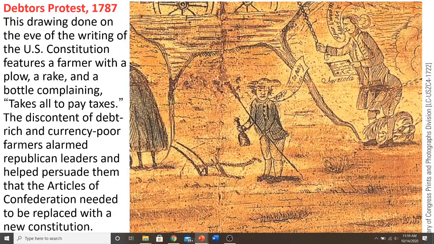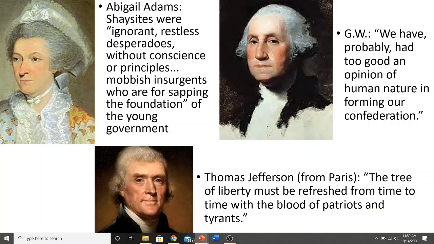So what this causes is many people to look back at this event, especially our leaders in that day. You have Abigail Adams calling the Shayites ignorant, restless desperados without conscience or principles, mobbish insurgents who are for sapping the foundation of the young government. George Washington himself said, "We probably had too good opinion of human nature in forming our confederation." So both of them look at this and say, we gave a lot of power to the people, and unfortunately, we are now beholden to the mob. If they want to throw a fit, we can do nothing to stop them.